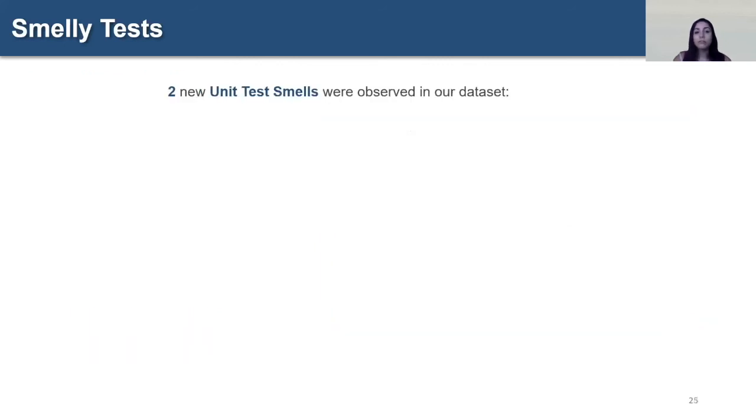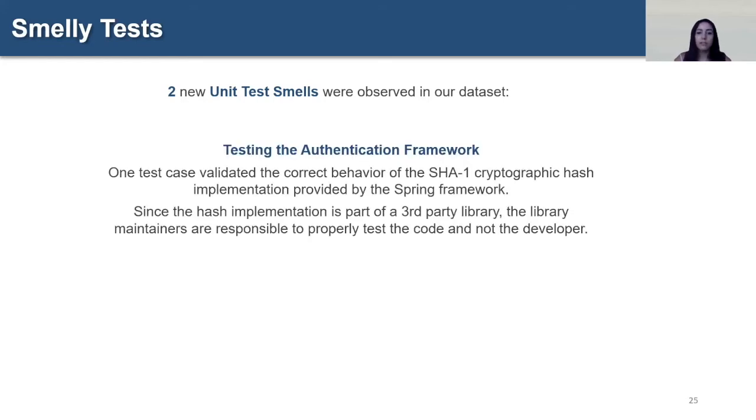We also identified 2 new unit test smells that we did not find in prior literature. The first being testing the framework, in this case, the authentication framework. One test case in our dataset actually validated the correct behavior of a cryptographic hash whose implementation was provided by the Spring framework. Now, this was not an integration test. It was simply giving this implementation a value and checking the output. And because this is implemented by a third-party library and not the developer themselves, it shouldn't be the developer's job to actually write this test. So it's basically writing an unnecessary test.